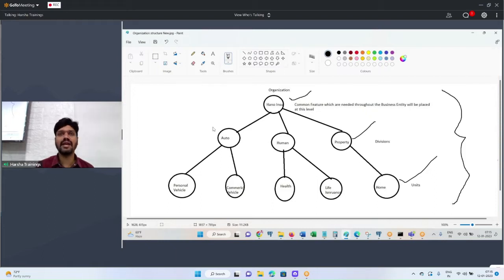We can even compare with classes. These are organization, division, unit. This is the top level class, this is the middle level division class, and this is the unit class. Unit is the one where actual transactions are getting initiated.